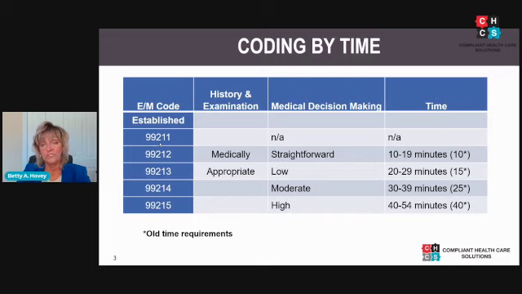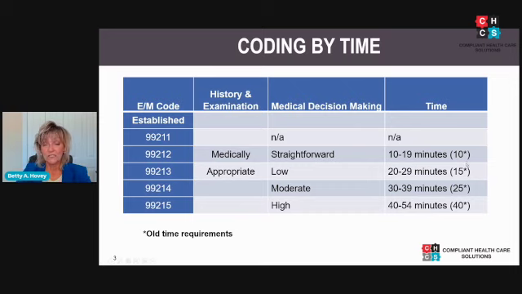So we do still retain that code, but you'll see that there's no applicable time range with this code, because CPT states that it doesn't fall under the same principles as the other codes in the established patient section. So then we have a 99212, which is now 10 to 19 minutes. A 3 is 20 to 29 minutes. A 4 is 30 to 39, and a 5 is 40 to 54.